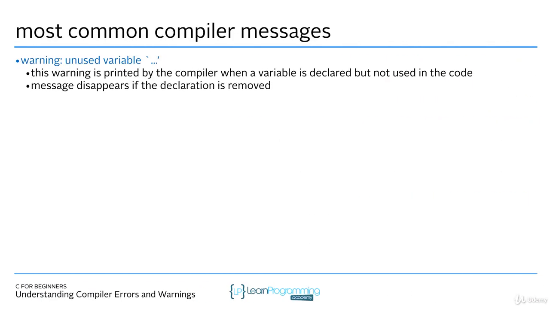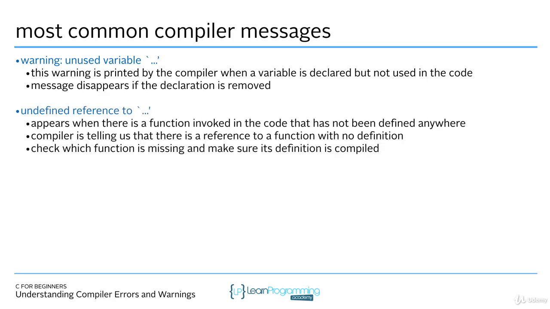Unused variable, another common warning. This is printed by the compiler when a variable is declared, but it's never used. You shouldn't be declaring a variable if you don't use it. So remove that declaration. I tend to get these quite a bit when I do some of my demos because I leave in variables that I never use. Or when I was demonstrating how to declare a variable and then I compiled it to show you that it compiled, I would get a warning saying it was never used. So that's okay because I was demonstrating something, but you remove your variables if they're not being used. No need to declare them.